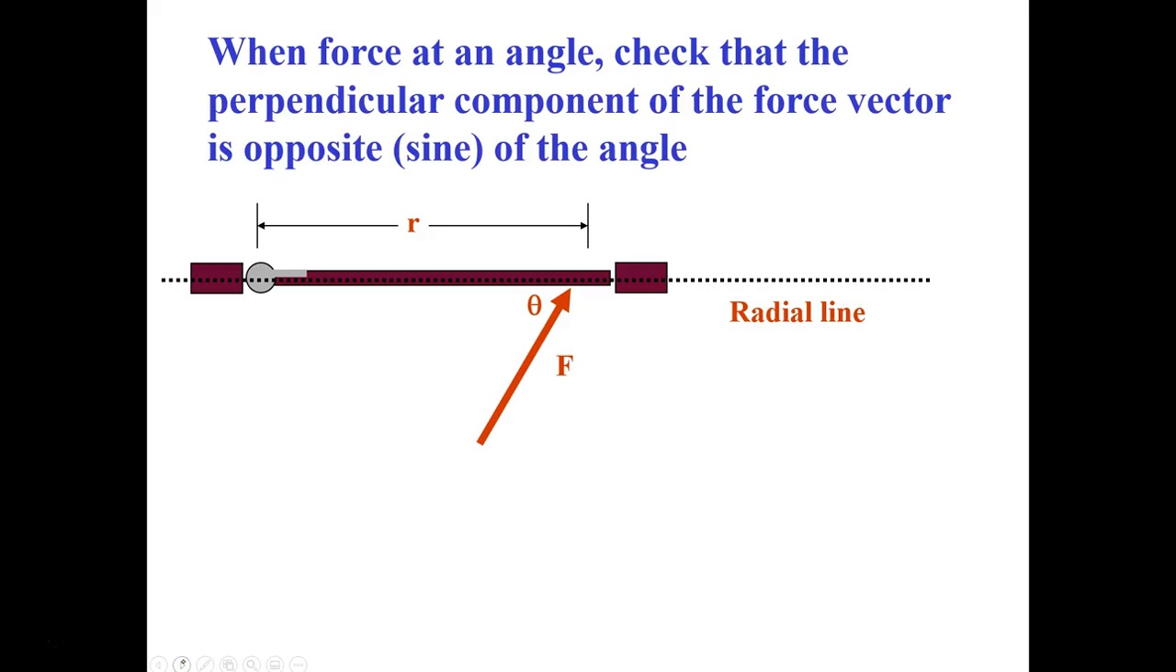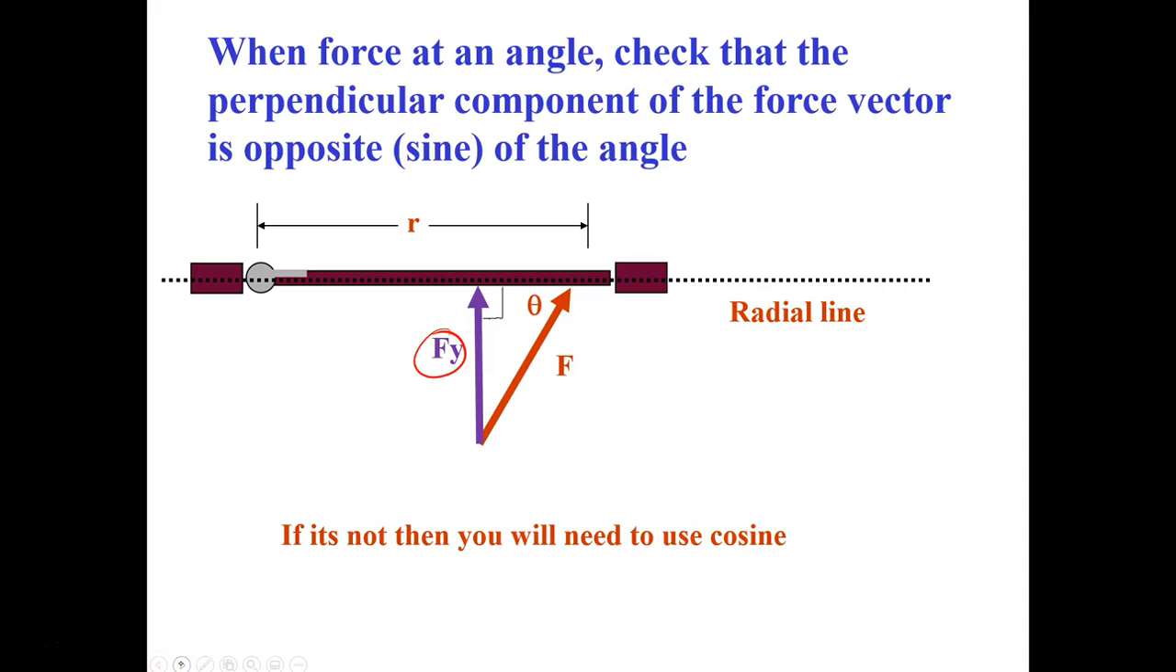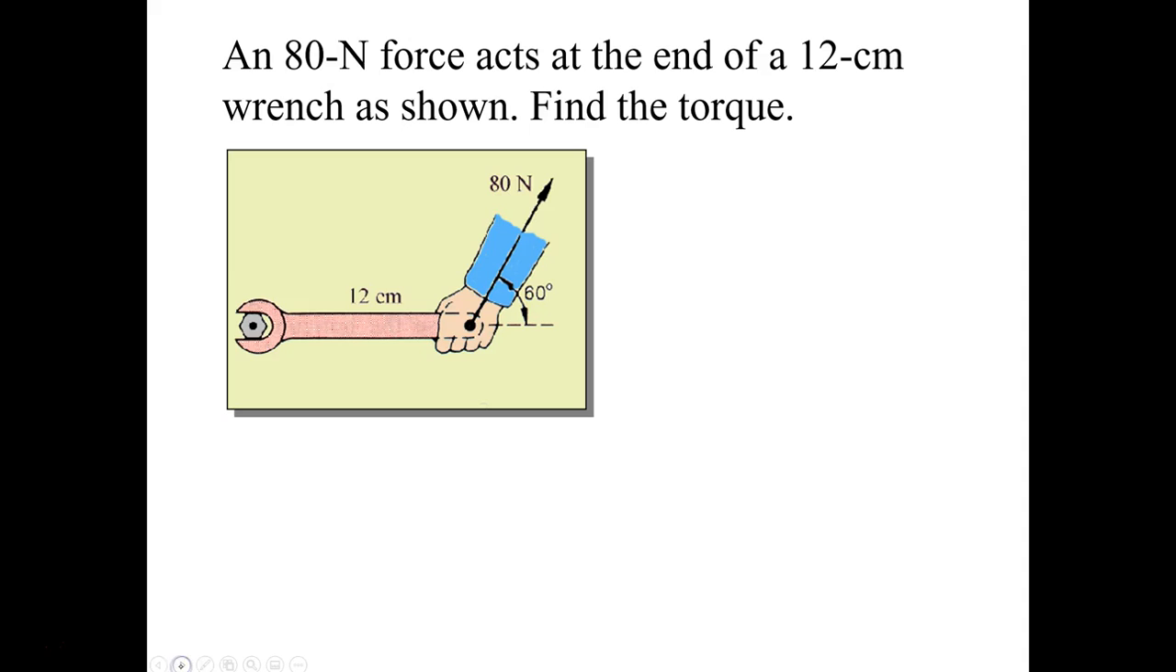Whenever we have, like I said, that force at an angle, you want to make sure it's the perpendicular component of the force, the one that's opposite of your angle. You want to make sure it's that y component, or whatever component is perpendicular to your radial line. So in this case, we want that Fy component. If it's not, like I said, you have to use cosine. Like if maybe you have that angle instead for some reason, you'd want to use cosine instead of sine. But you always want the perpendicular portion of the force to your radial line whenever you calculate a torque.